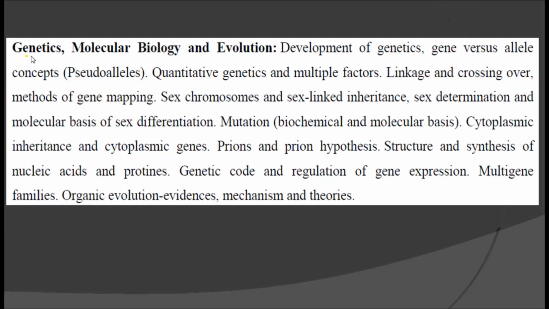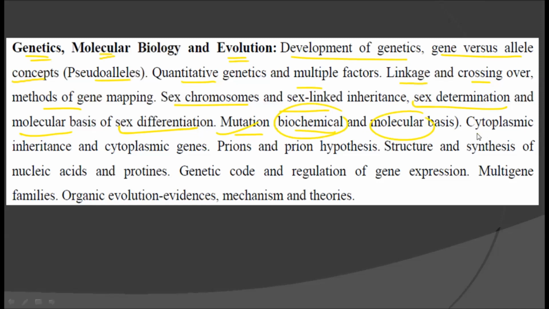All right. The next chapter is related with the genetics, molecular biology, and the evolution. In this chapter, you have to study the development of genetics, then gene versus allele concept, that is the pseudoalleles, then quantitative genetics and the multiple factors, linkage and crossing over, methods of gene mapping, sex chromosome and the sex linked inheritance, then sex determination and the molecular basis of sex determination, mutation, biochemical and the molecular basis of mutation, then cytoplasmic inheritance and the cytoplasmic genes, prions and the prion hypothesis, then the structure and synthesis of nucleic acid and proteins, then the genetic code and the regulation of gene expression, and at last, we have to go through the multigene families, organic evolution evidences, and their mechanism and theories.